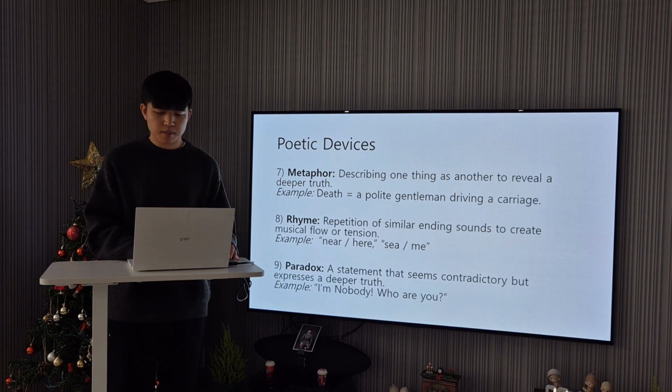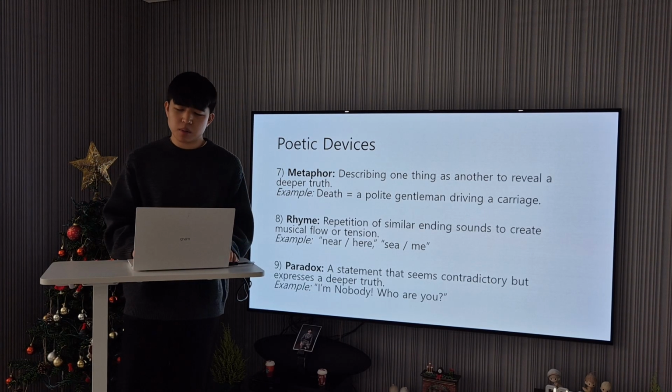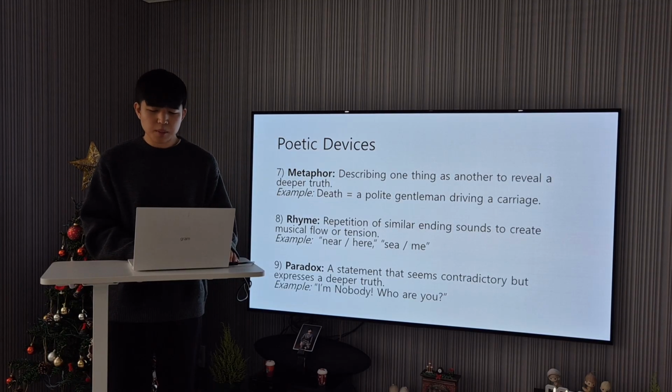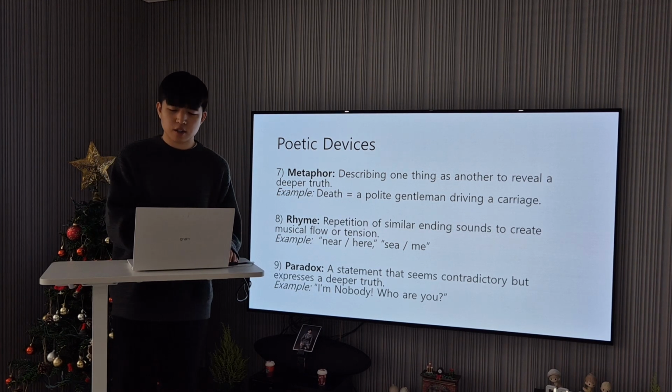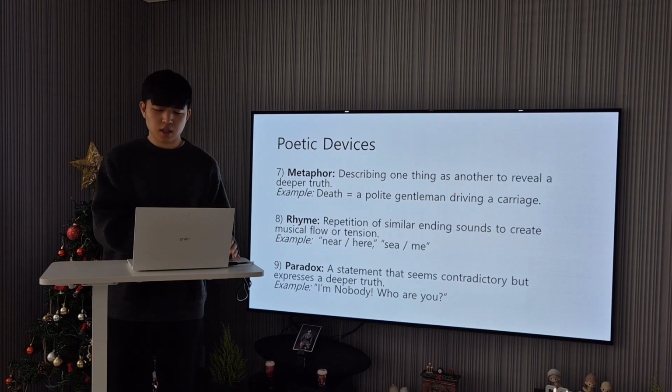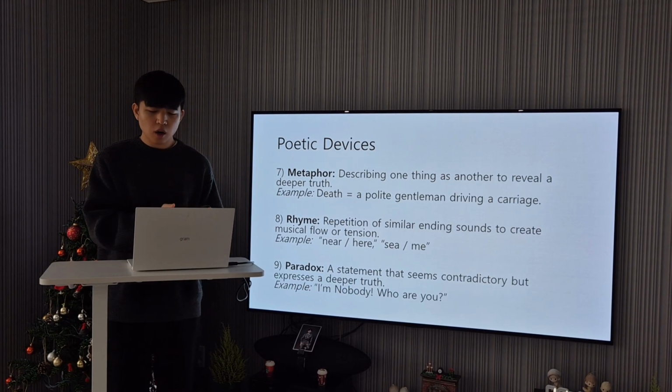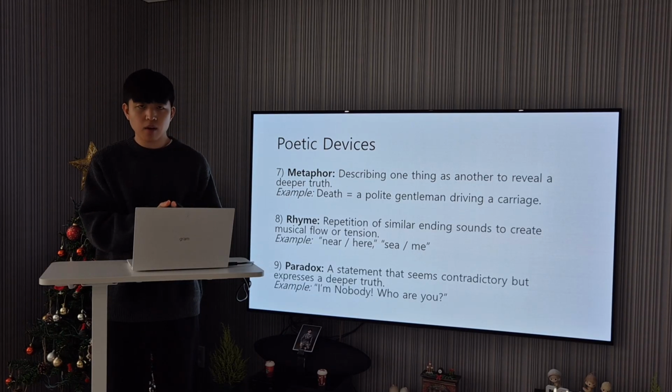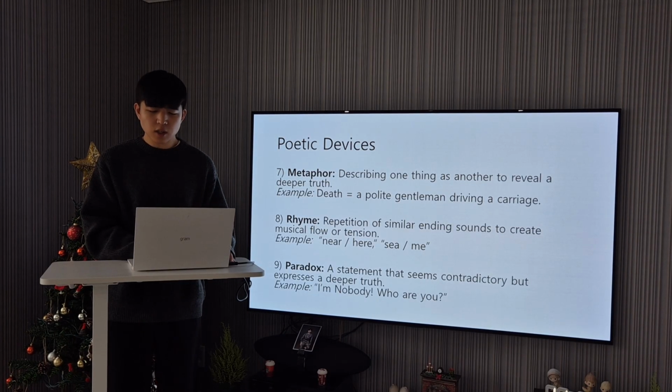Next, we have rhyme. Rhyme is a repetition of similar ending sounds, and Dickinson is famous for using what we call slant rhyme. Rhyme that is close, but not perfectly matched. So instead of perfect pairs, she uses endings like near, here, or see, me. These almost rhymes create a slightly unstable, haunting sound, which fits the quiet tension in many of her poems.